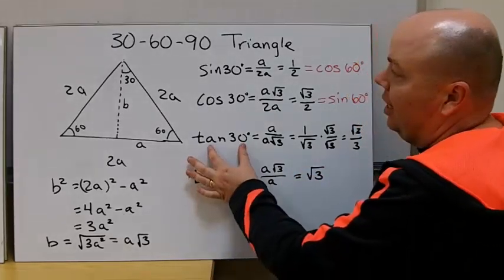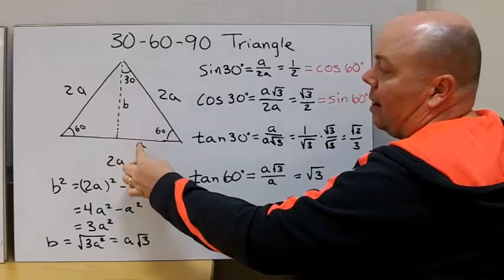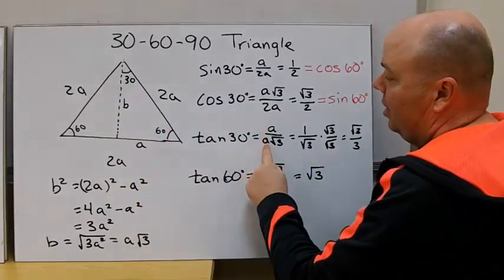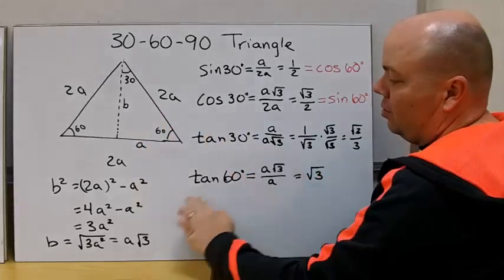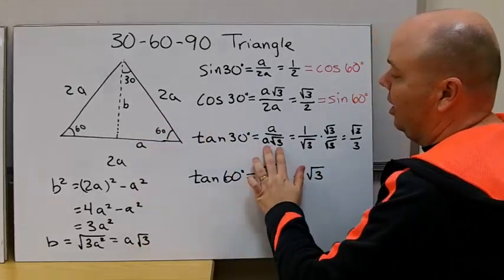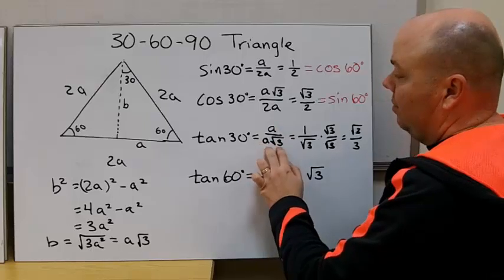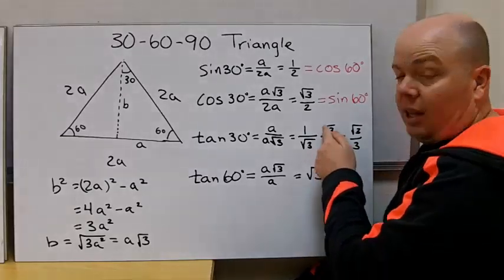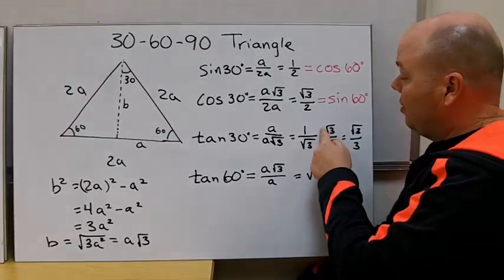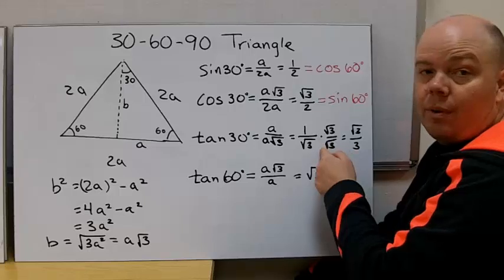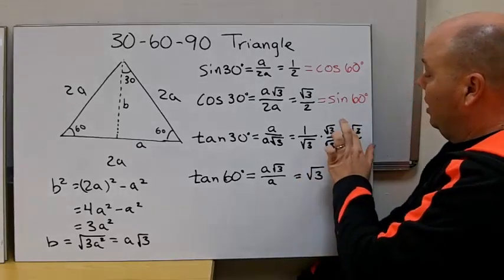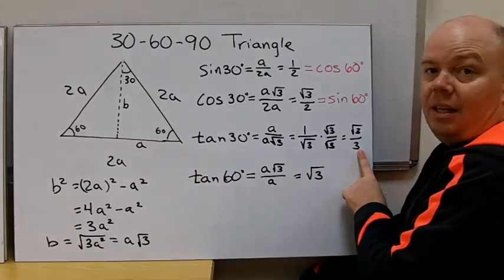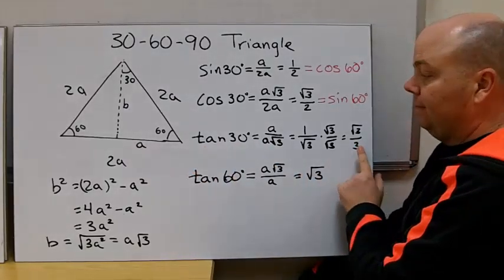The tangent of 30 is equal to the opposite side over the adjacent side. So the opposite side is A. The adjacent side, which was B, is equal to A times the square root of 3. Simplify that fraction, get 1 over square root of 3. Again, rationalizing the denominator, multiply by square root of 3 over square root of 3, which simplifies to square root of 3 over 3. So the tangent of 30 degrees is exactly equal to square root of 3 over 3.